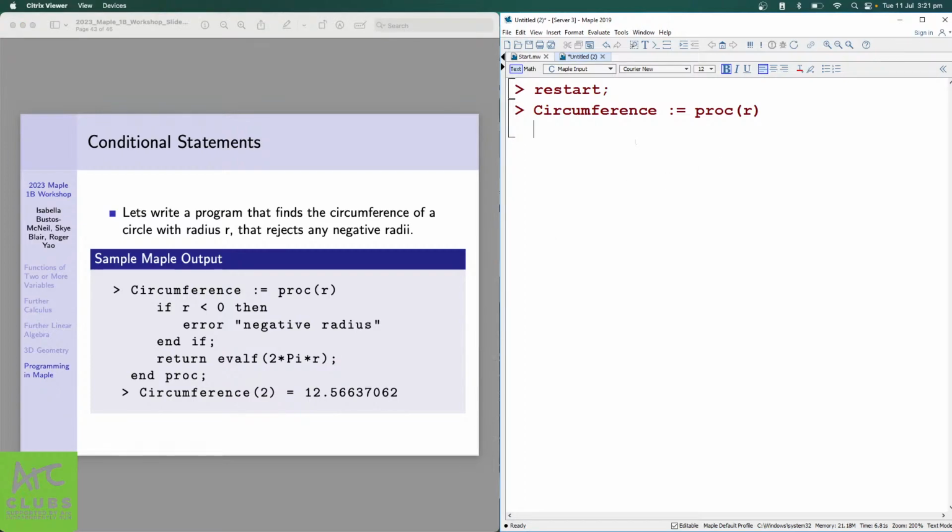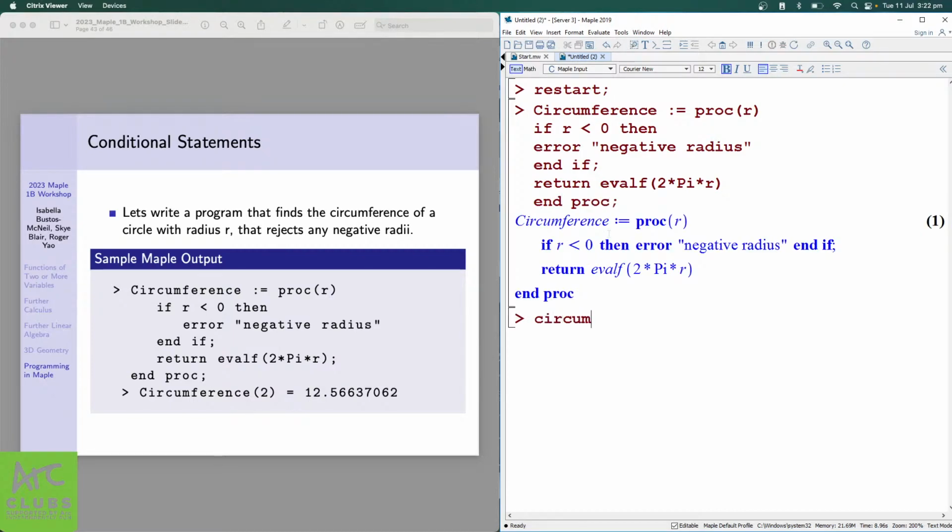So to start off my conditional statement, I use if. So if, and I need to think about my condition. My condition here is if my radius is less than 0, then what do I want Maple to do? I want it to return error, negative radius. I'm going to end my conditional statement here. Then I'm going to return the circumference, which is 2 times pi times r. And end proc.